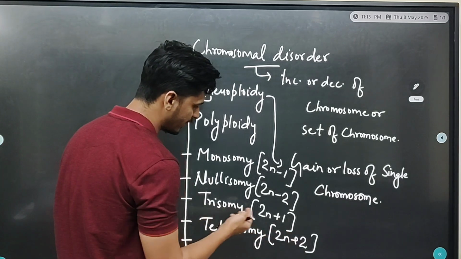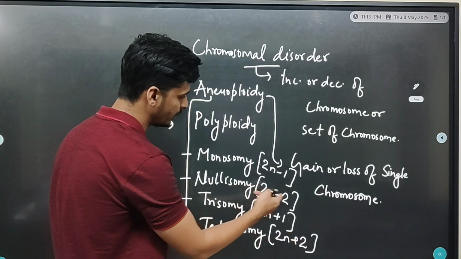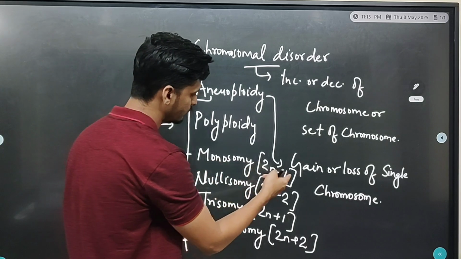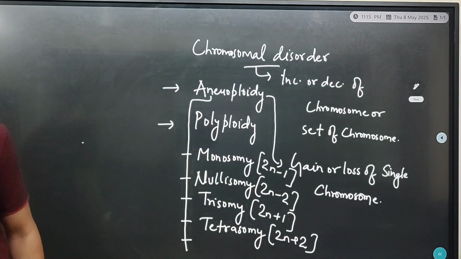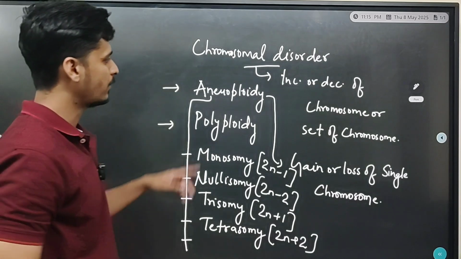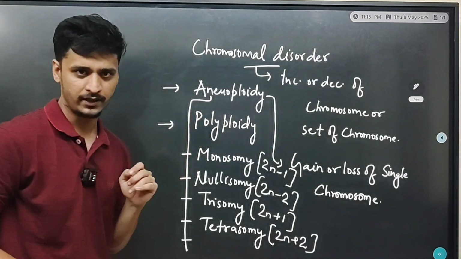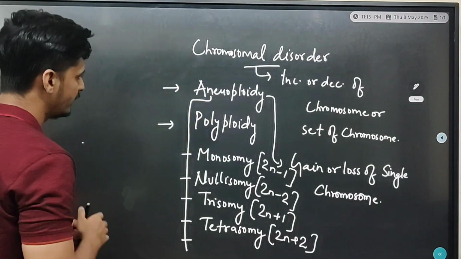Tetra, 2 plus 2, 4. Tri, 2 plus 1, 3. Nulli, 2 minus 2, 0. Monosomy, 2 minus 1, 1, mono. So you can remember this. Right, so this is about aneuploidy. Next we will see what is polyploidy.